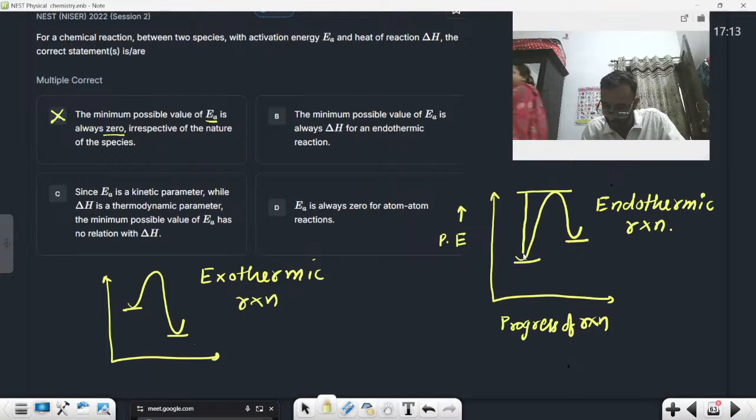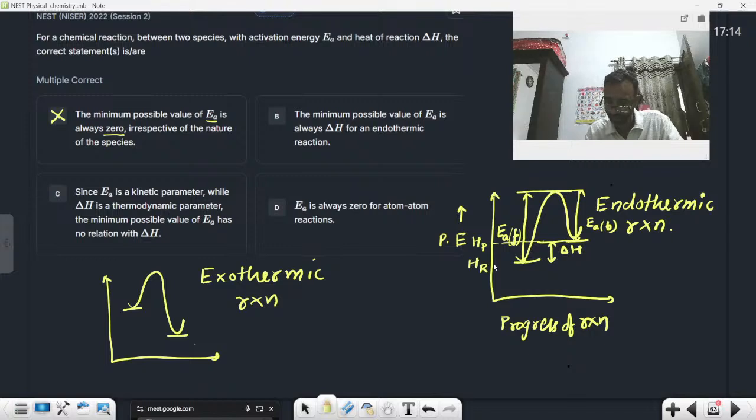this one is the activation energy for the forward reaction, and this is the activation energy for the backward reaction, and this one is delta H. So for an endothermic reaction, the activation energy for the forward reaction is equal to delta H plus the activation energy for the backward reaction.